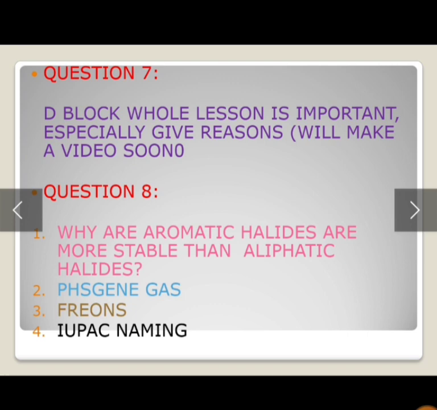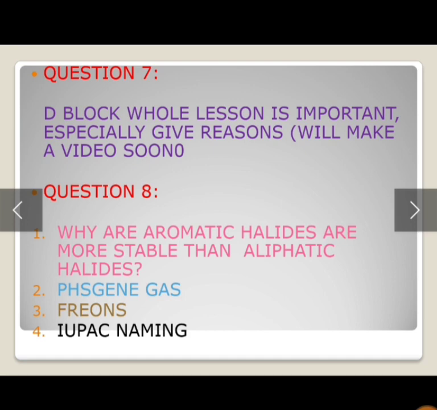Why are aromatic halides more stable than aliphatic halides? One of the most important questions. Or else, the last possibility is that they will ask you the reaction directly, like Wurtz reaction, Wurtz-Fittig reaction, whatever you have got, without explanation.